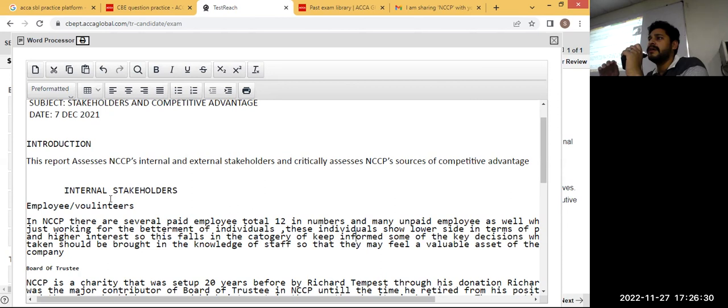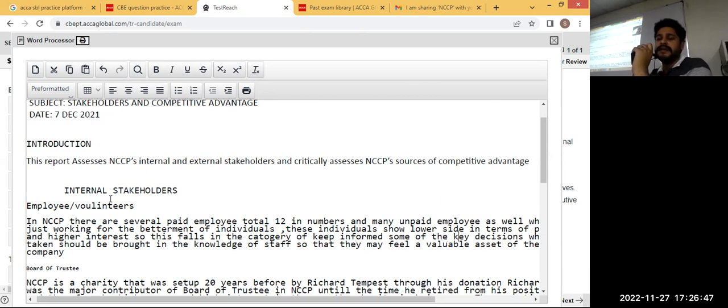I could have written, okay, paid employees should be given more payment than unpaid employees. They are all working not for the world, but for the world hereafter. You don't need to make such statements. The question is very straightforward. The answer should be straightforward too.